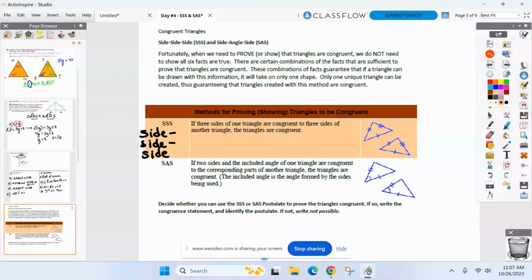Make sense there? All right. Side, side, side, and take a look at the diagram. As long as I have all three pairs of sides, we're done. Don't care about the angles.